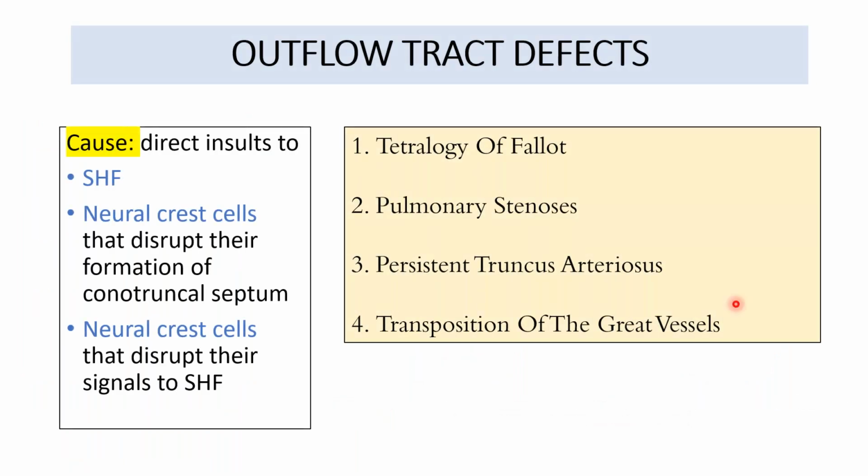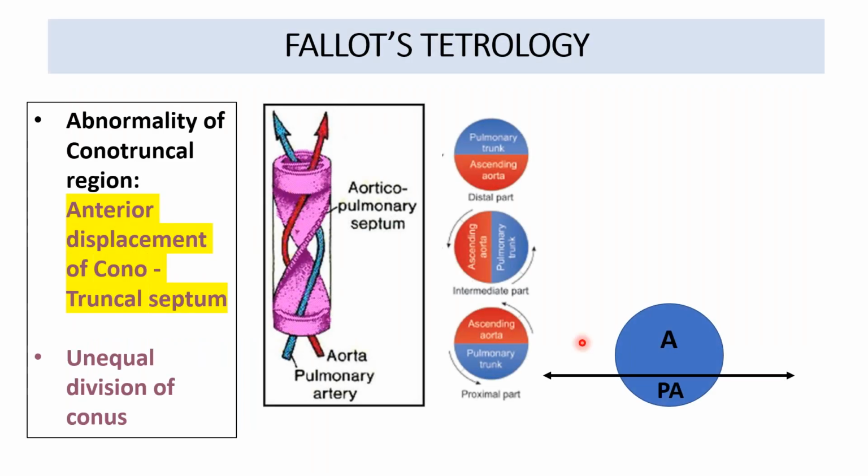So these were the outflow tract defects that we were discussing. Now let us see these outflow tract defects in detail. Fallot's tetralogy, or tetralogy of Fallot, is quite important for you. So let us see how these outflow abnormalities arise. These outflow abnormalities are basically involved in the region of the conotruncal septum.